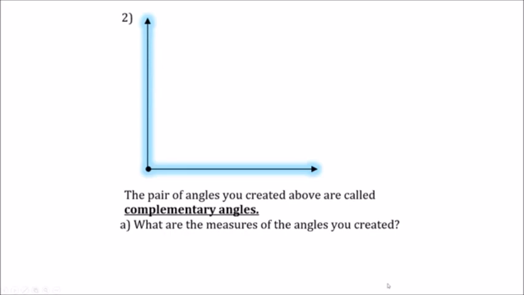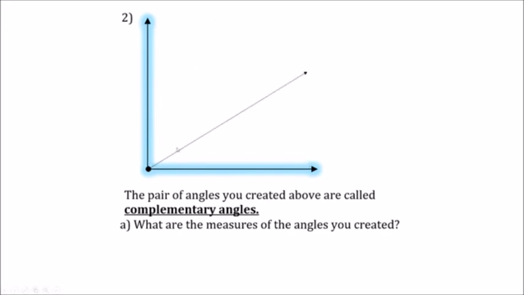Now you're on to number 2. You're going to do something similar to number 1, and you're going to create a pair of angles with this right angle. The pair of angles you create are called complementary angles. You're going to start at the vertex and draw a straight diagonal line in the middle of this that will create two angles. For example, if you drew it like this, you're going to have this angle from here to here, and then you're also going to have the angle from here to here. So you can draw the line anywhere you want.